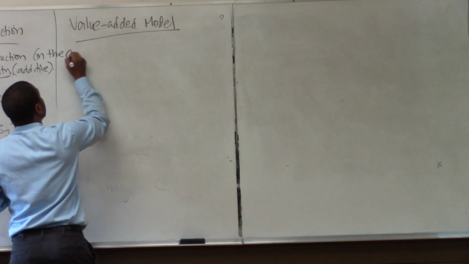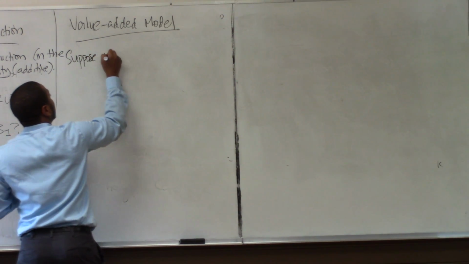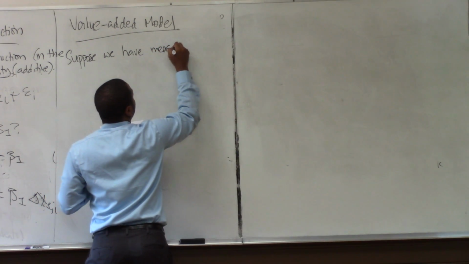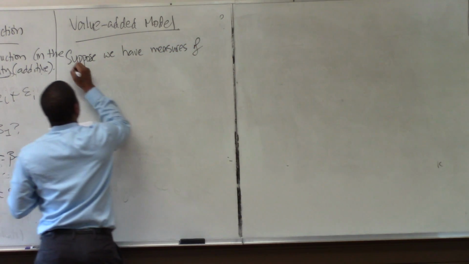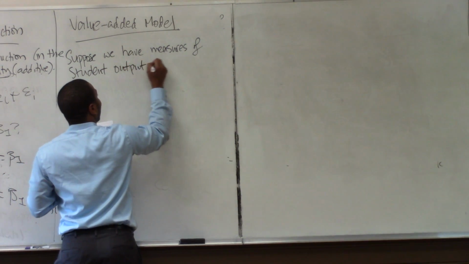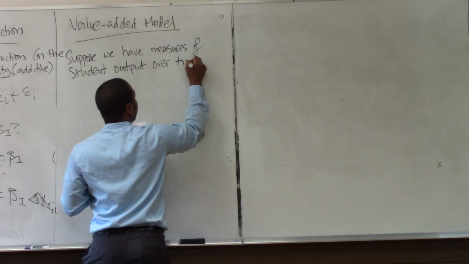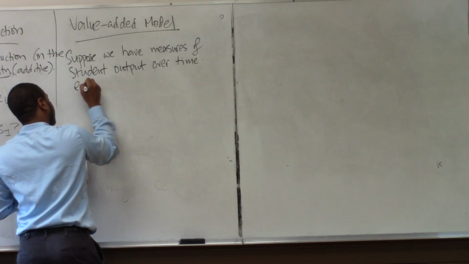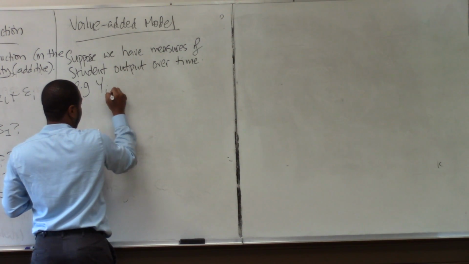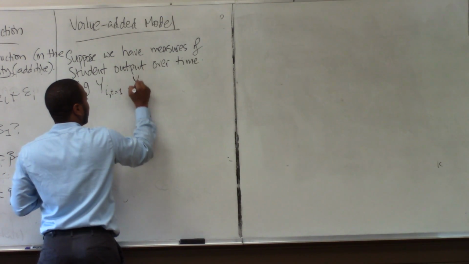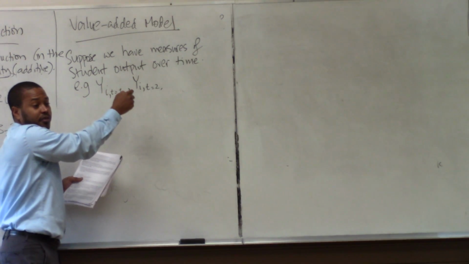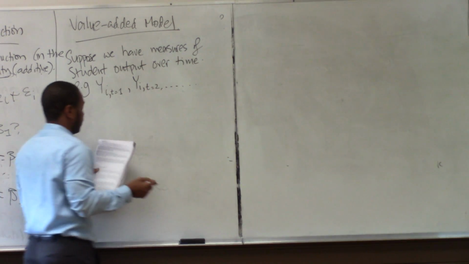Okay. So suppose we have measures of student output over time. So for example, we have yi at time equals 1, yi at time equals 2. And so we observe this kid in kindergarten, we observe them in first grade, and so on and so forth. Right?